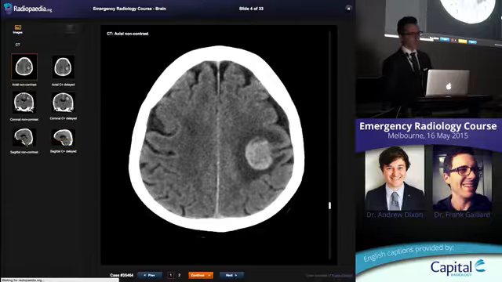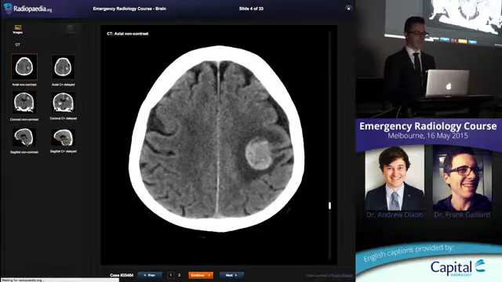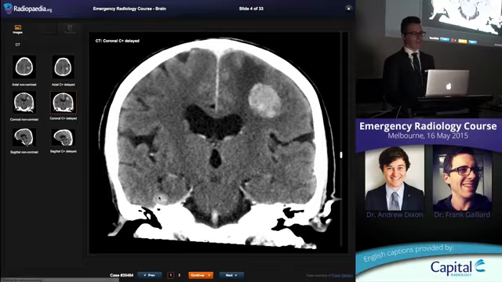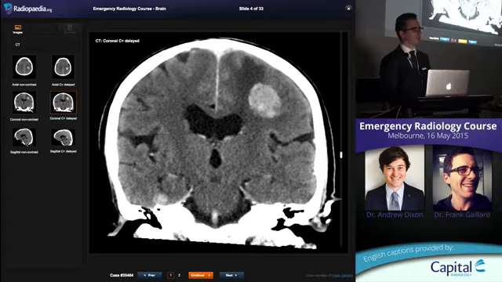If you want to know whether something is a MET or not, if you can find a second one, that makes life a little bit easier. Very distant to this one, it's not a satellite lesion, it's a separate lesion, it's almost certainly metastatic. And now you have to find the primary.